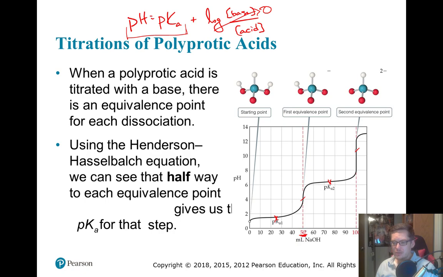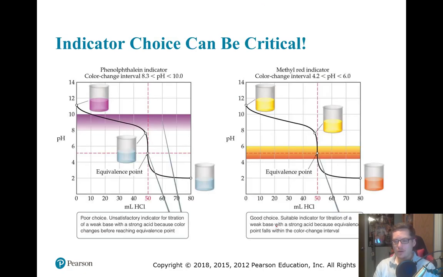If we reach that equivalence point at 50, we know that if we find the pH at 25, halfway to the equivalence point, it's like 1.35 or whatever it is, then that's going to be equal to the pKa. And this doesn't work just for polyprotic acids. This works for any of our acids here.